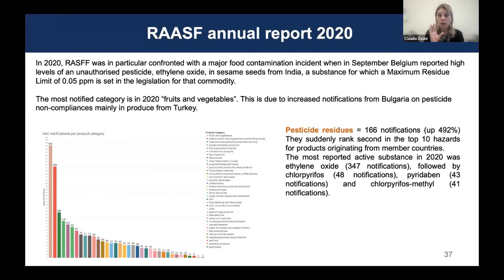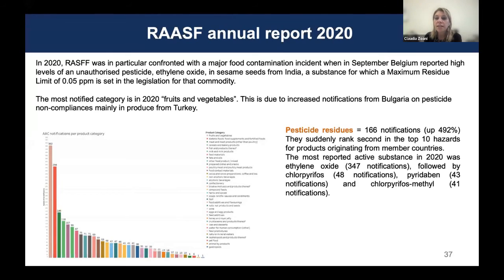Okay, the information is for pesticides in general, not for pesticides in tomatoes or tomato products, to be clear. They are not available. So for what concerns unauthorized pesticides, the most important notification was for ethylene oxide in sesame seeds from India. The most notified category in 2020 was pesticides in fruits and vegetables, and it is mainly related to several notifications from Bulgaria on pesticide non-compliances, mainly in products from Turkey.